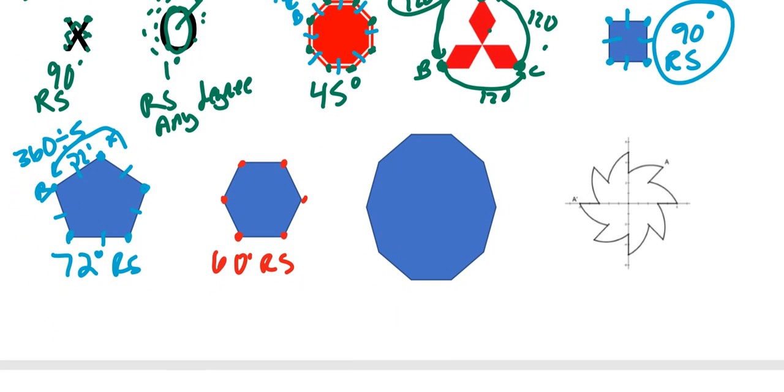Our next one here has 1, 4, 8, 9, 10 sides, or 10 vertices, 10 sides. So we're going to do 360 divided by 10, which means 36 degrees. 36 degrees rotational symmetry.